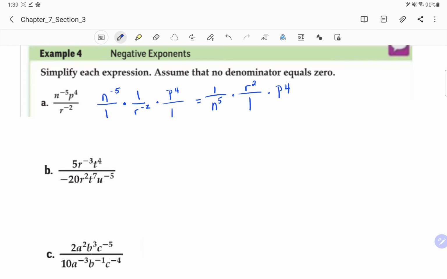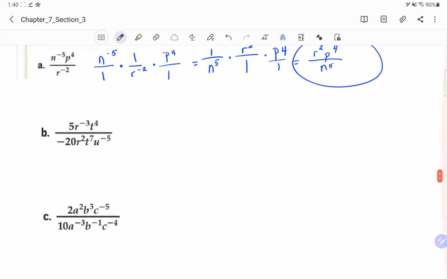Okay, so now you have to simplify this back down into one big fraction. So you have 1 multiplied by r to the 2nd multiplied by p to the 4th. Well, the 1 doesn't change anything, so it just becomes r to the 2nd, p to the 4th on top, because those are things on top of fractions. And then the last one, all we have on the bottom of our fraction besides 1 is n to the 5th. So that's how that would simplify down. That's what that would become. All right?